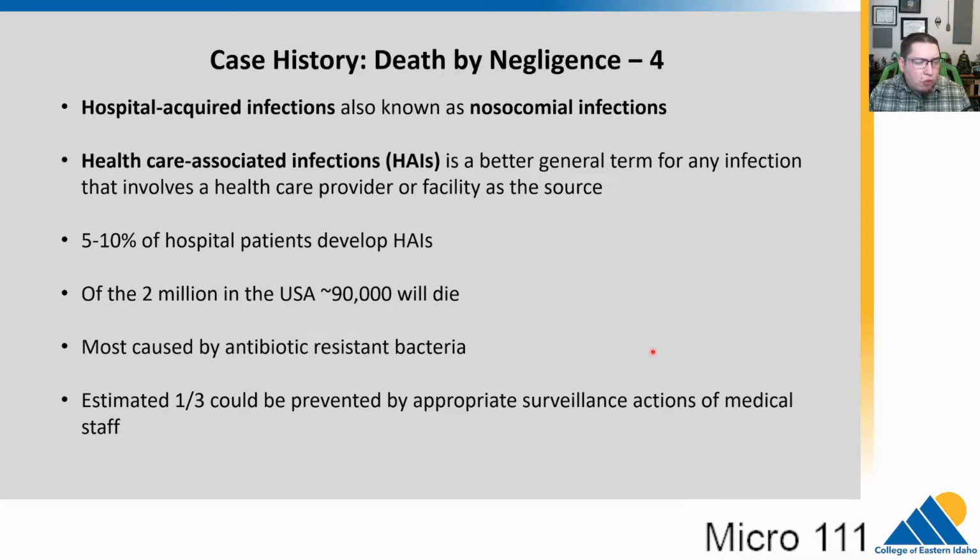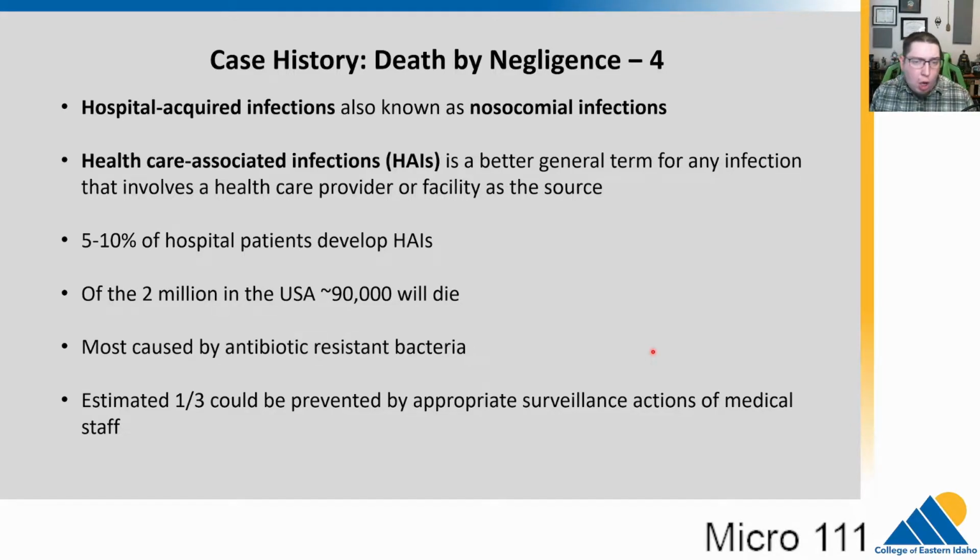5 to 10% of hospital patients develop some sort of hospital-acquired infection or healthcare-associated infection. That's rather high, I would say. You don't want to go into a hospital and say, I have a 1 in 10 chance of getting an infection from this place. In the United States, we have over 2 million healthcare-associated infections each year, and around 90,000 people die from those. So that is rather shocking, I would say.